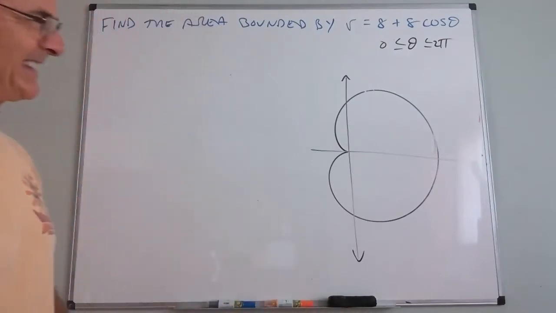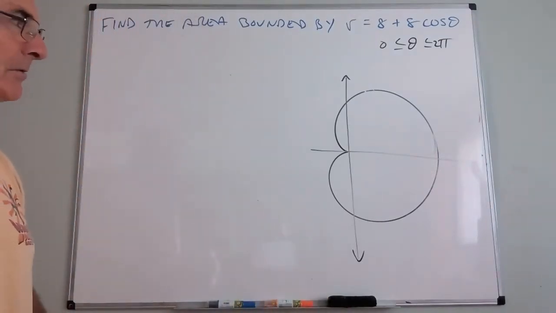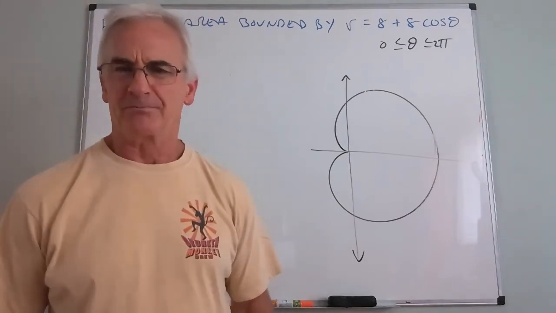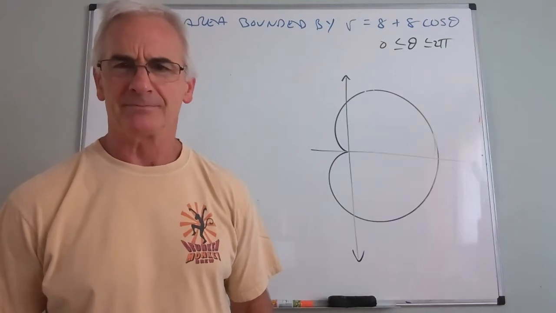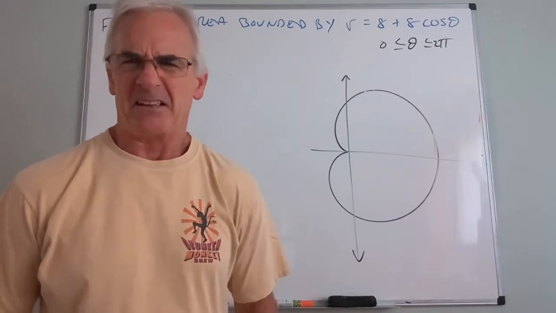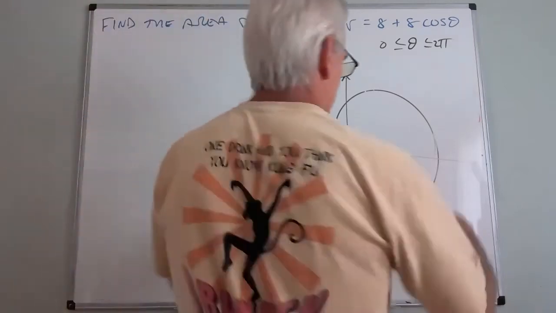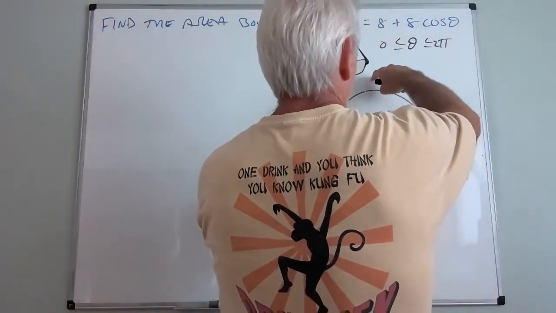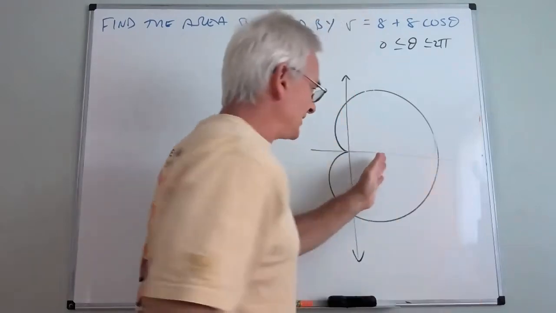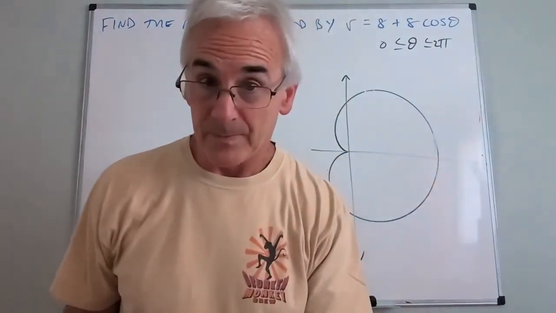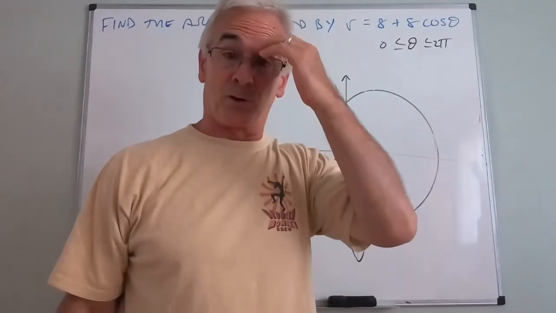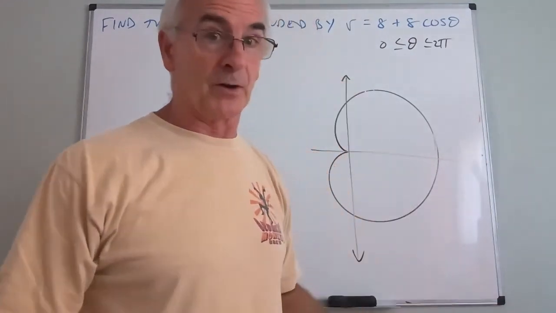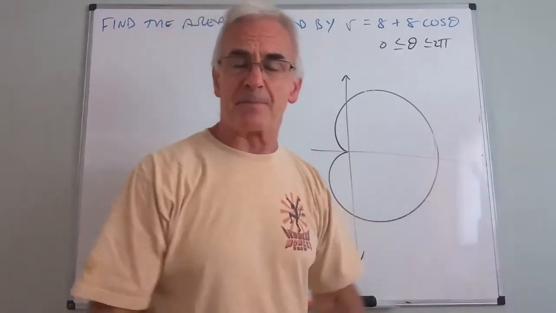Now, is this kind of circular-ish? What do you think? Sure, ish. So if it's 16 from here to here and I think it's 8, you kind of say, this isn't that far off from a circle of radius 8. It's not a circle of radius 8, but it's in that ballpark.